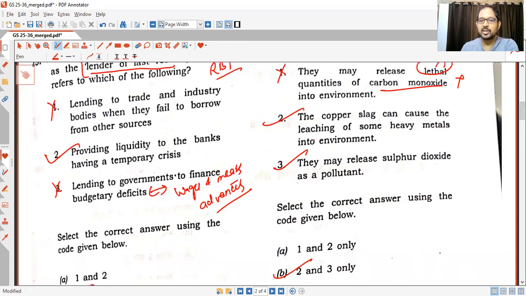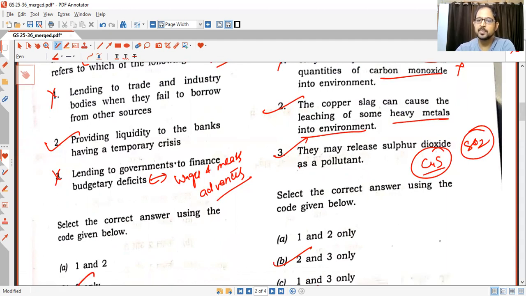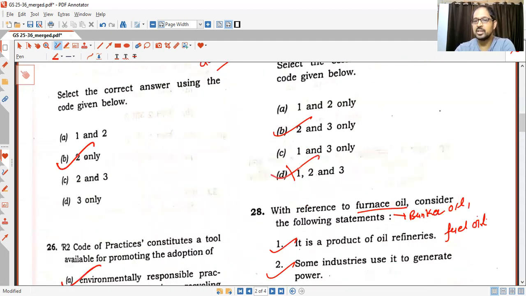The copper slag can cause the leaching of some heavy metals into the environment, definitely. In the various ores of copper, there are other heavy metals also present. So when we are smelting the copper, other heavy metals may get leached into the environment. So point number 2 is correct. And they will release sulfur dioxide as a pollutant, definitely. Copper ore is copper sulfide, and out of this ore, sulfur dioxide can be released into the environment, and it is a pollutant. So point number 3 is correct. So the answer is 2 and 3 only. First point is not correct because there is no lethal quantity.